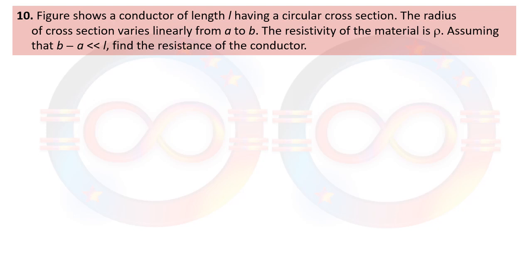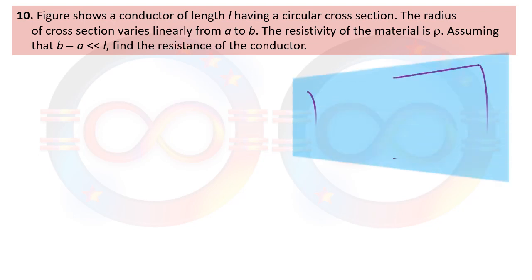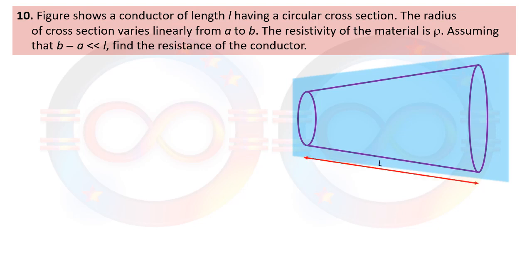In this question, it is said that there is a figure of length L having circular cross section. The radius of cross section varies linearly from A to B, as you can see in the diagram. At one end it is A, at the other it is B, and the resistivity of material is given. We have to find the resistance of the conductor. B minus A we can consider much lesser than 1. So the length is L, here the radius is A, here the radius is B as per the question.